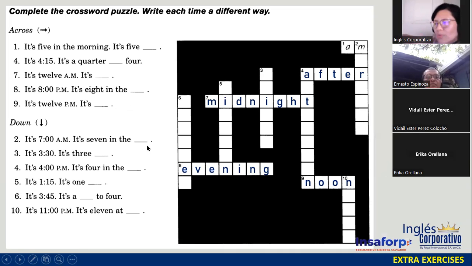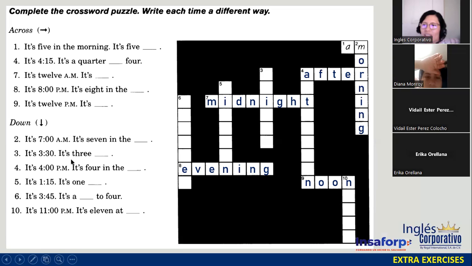Ahora nos vamos down, ¿verdad? Hacia abajo. It's 7 a.m. It's 7 in the... morning. Muy bien, acá, ¿verdad? In the morning. It's 3:30, ¿verdad? Y aquí, ¿cómo deletreamos 30 en inglés? ¿Cómo digo 30 en inglés? 30, muy bien. ¿Y cómo lo deletreo? T-H-I-R-T-Y. 30. Vamos a la siguiente.